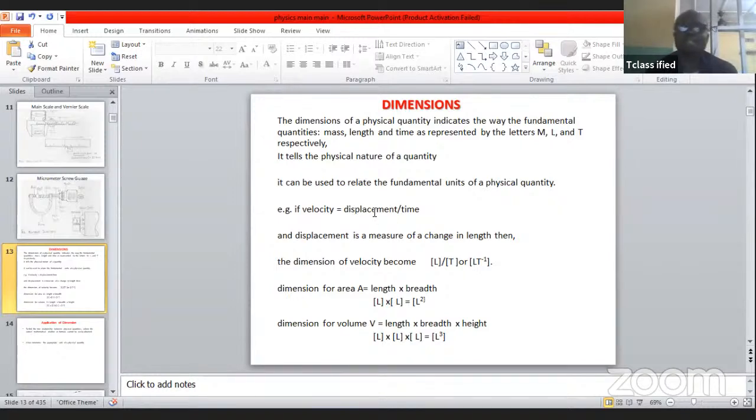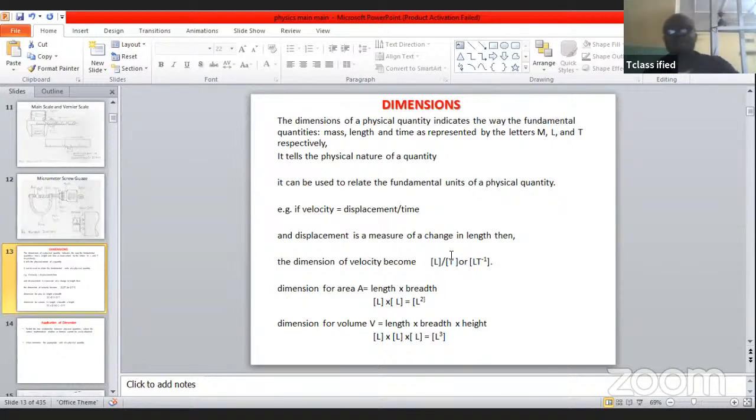So distance can be measured as length, and that is why it is L. Whereas time can be measured as time, and that is why it is T. So the dimension of velocity is now L over T, which can also be written as LT to the power minus one, because T is underneath, that's why it is minus one, if you want to write it directly. So this is how you represent dimensions. Very, very important: in representing your dimension, it has to be in square brackets, and it has to be in capital letters. It's never in small letters.